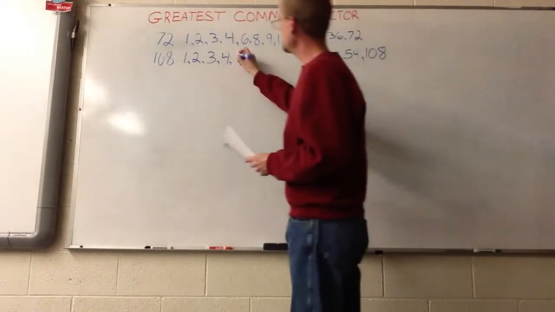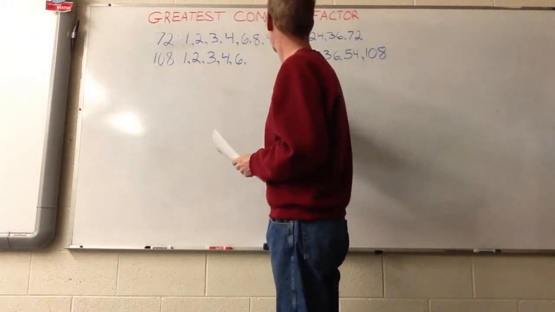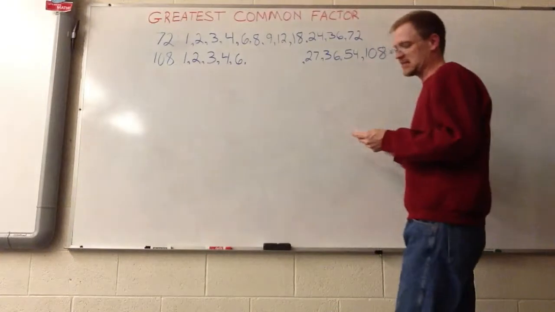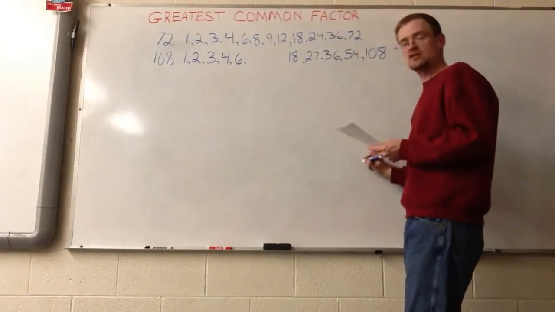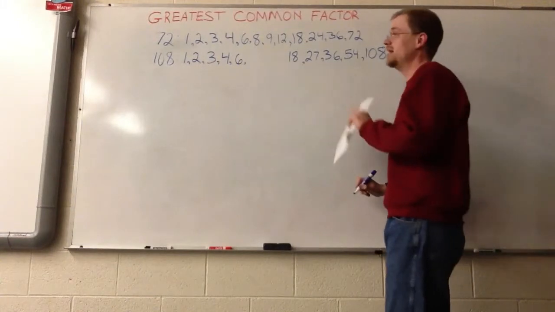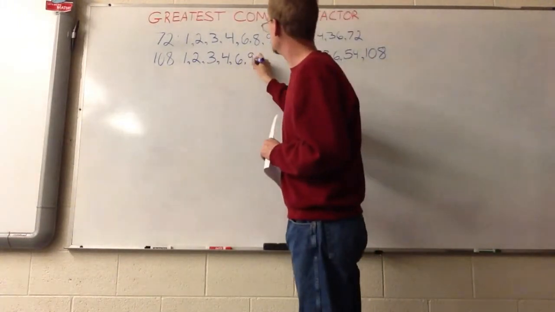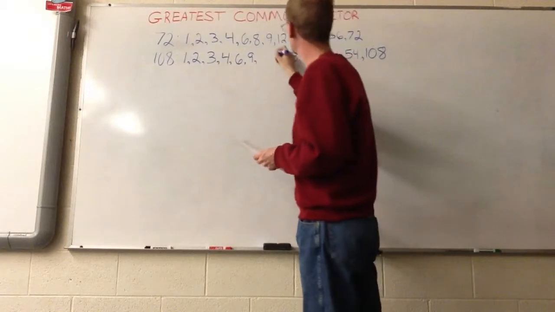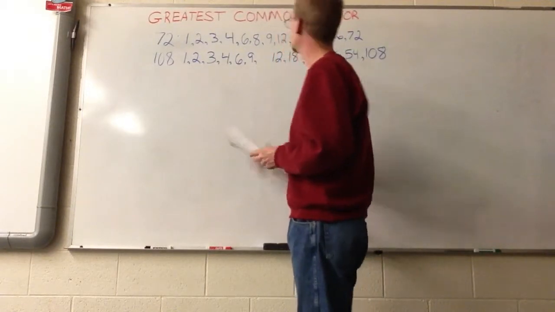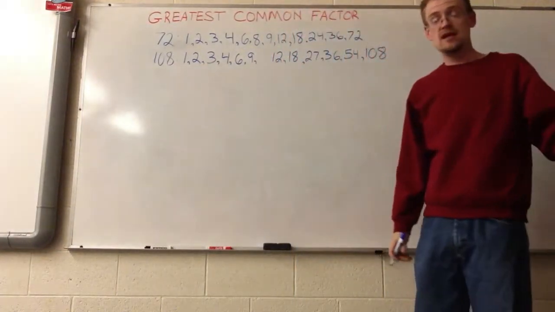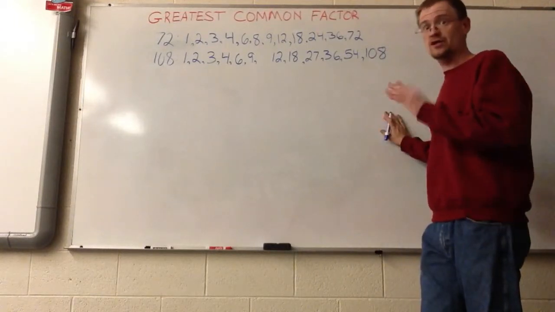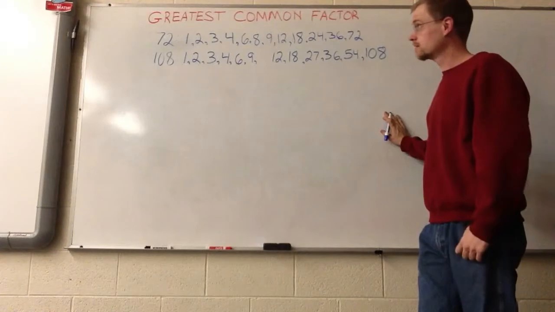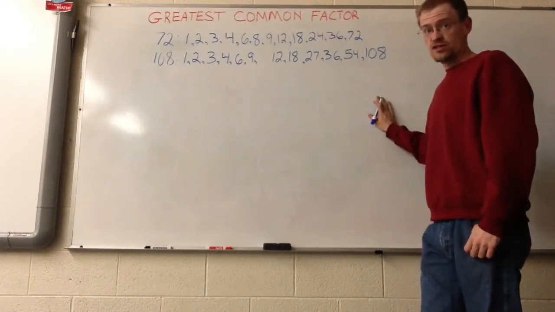Our next one is 6. 108 divided by 6 is 18. Okay, 7 doesn't work, 8 doesn't work, but 9 does. 108 divided by 9 is 12. Okay, and that's it. Now, that I got through fairly quickly. I had those written down, so I knew I could get them written down. But that was a lot of work just to get that.